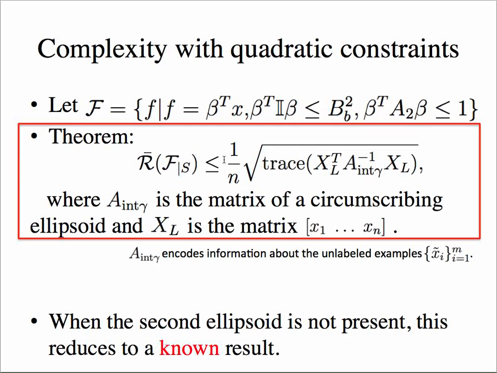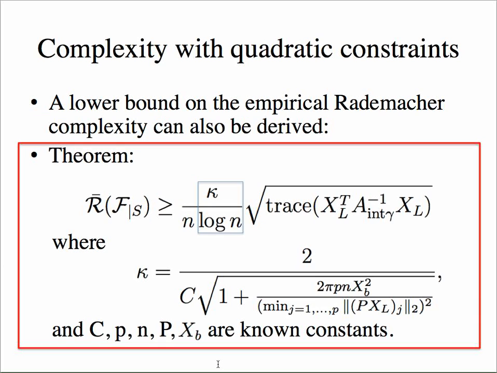We can now minimize this over all circumscribing ellipsoids so as to get a tight upper bound on the Rademacher complexity. When the second ellipsoid is not present, this reduces to a known result. A lower bound on the empirical Rademacher complexity can also be derived, and this is stated in the following theorem. The empirical Rademacher complexity is lower bounded by kappa by log n times the same quantity as the upper bound on the Rademacher complexity.